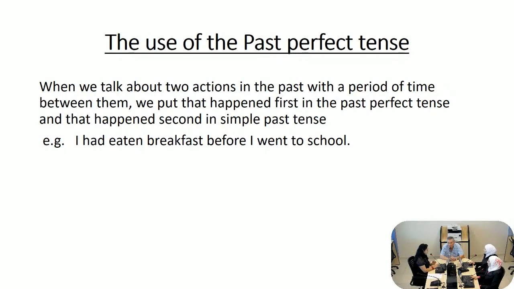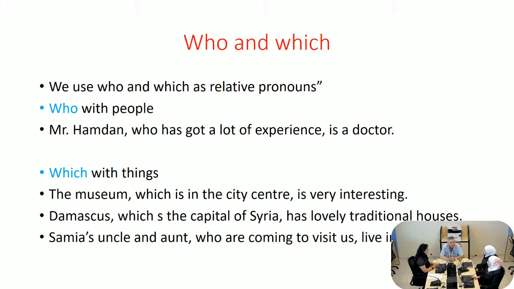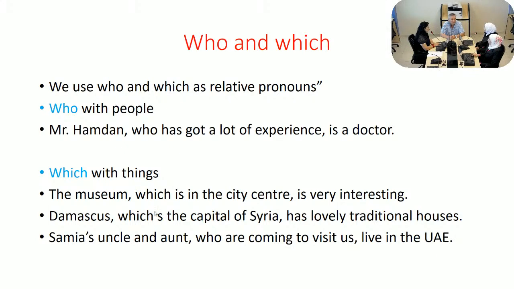Who and which. Yes, Ms. Maha. Who and which are relative pronouns. They are used in relative clauses. Who is used with people. Example: Mr. Hamdan, who has got a lot of experience, is a doctor. And which is used with things. The museum, which is in the city center, is very interesting. Damascus, which is the capital of Syria, has lovely traditional houses. And Samia's uncle and aunt, who are coming to visit us, live in the UAE. Thank you. Next slide.